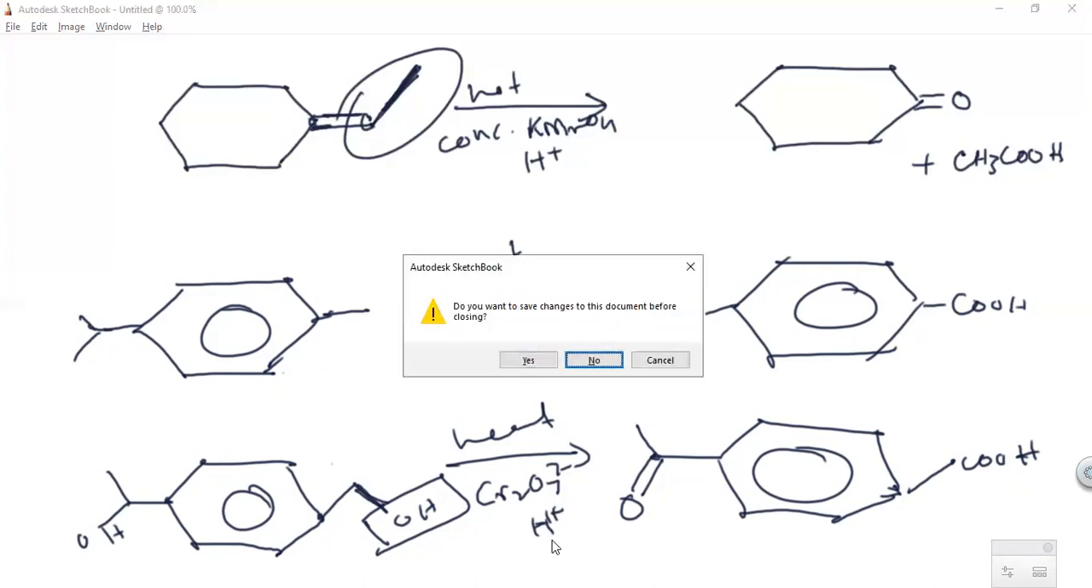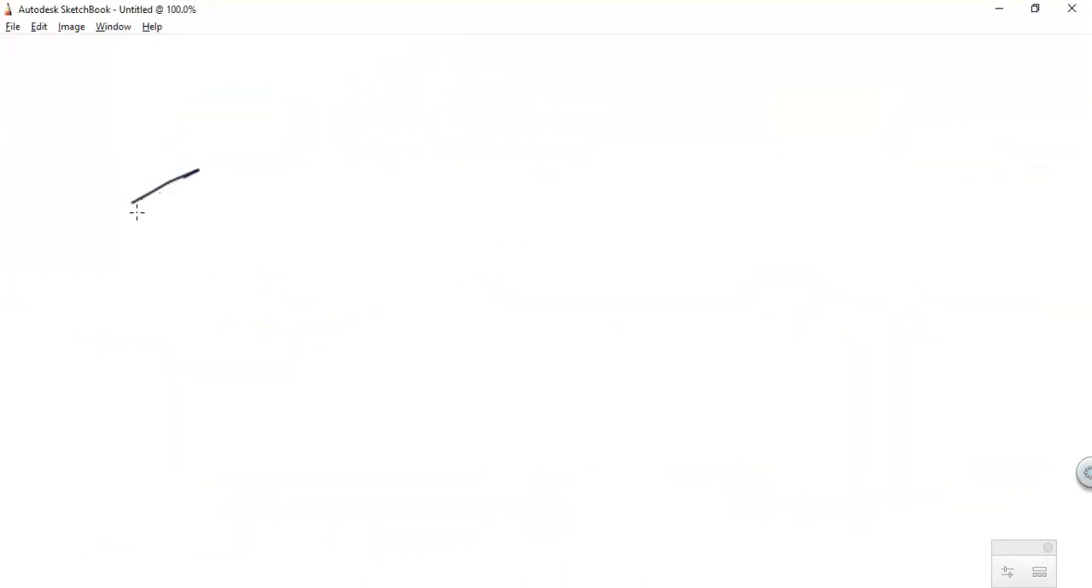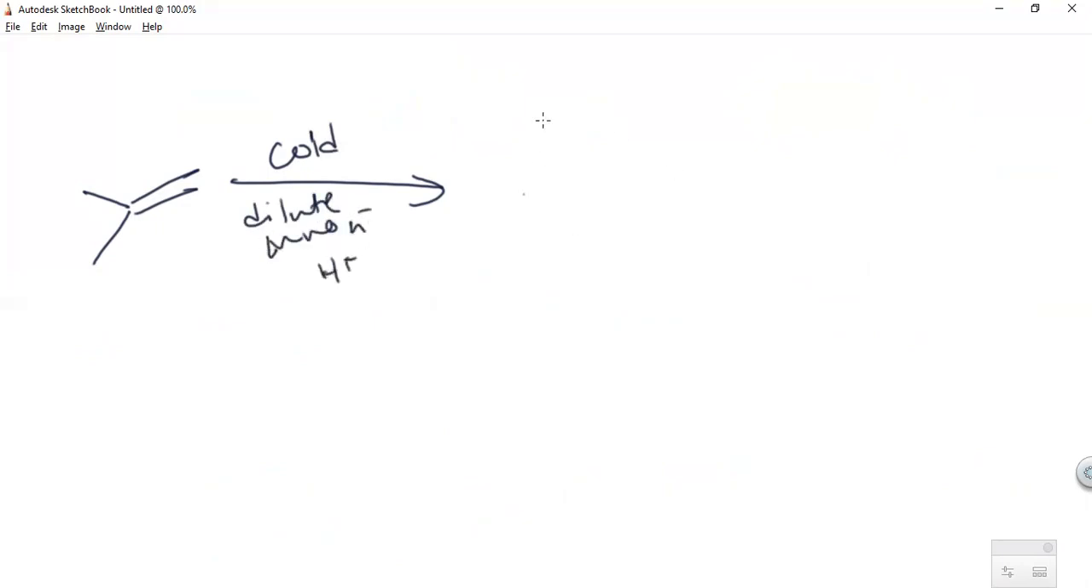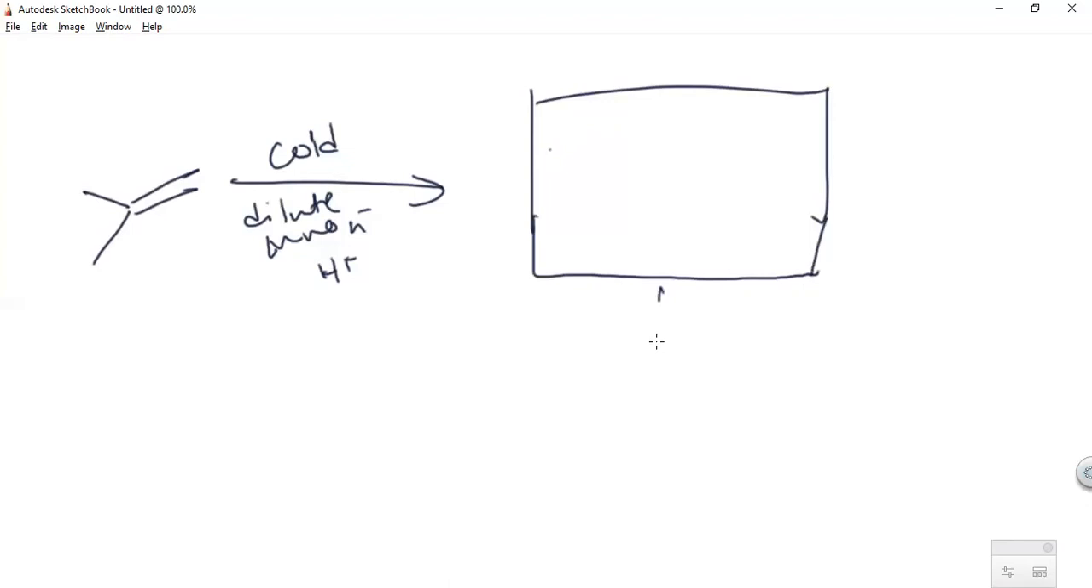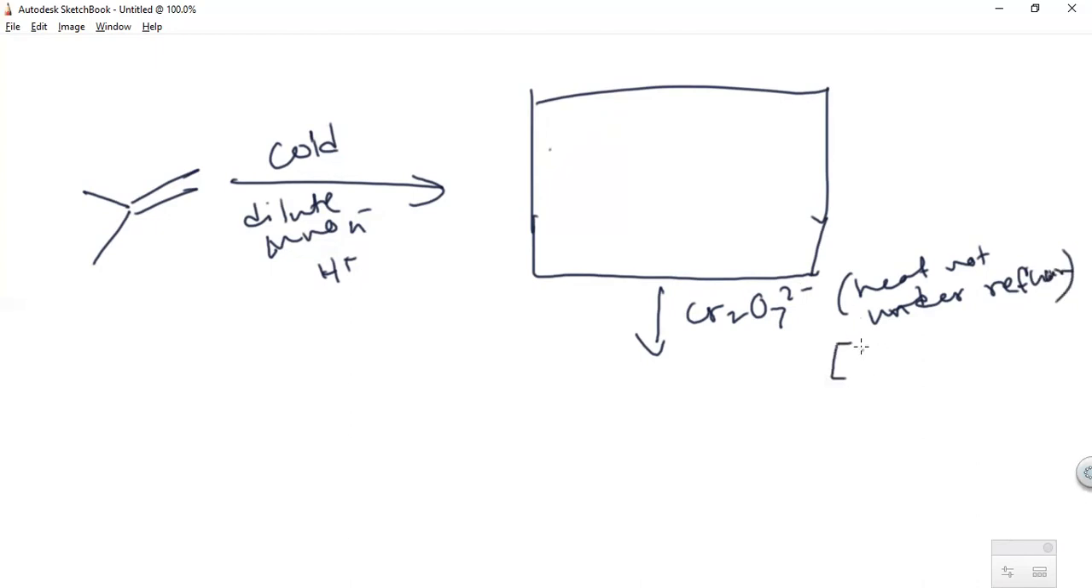Now, the last one, which I mentioned, the continuation of this example, was this was given. And this is cold dilute MnO4 minus with H plus, and we have this product, and when we add Cr2O7 2 minus and heat not under reflux, that means there is something they want to tell us with not under reflux, okay? This actually means, what I'm writing here, is direct distillation, okay?